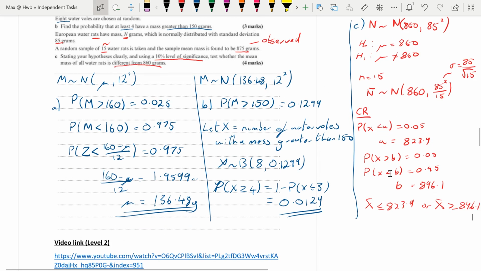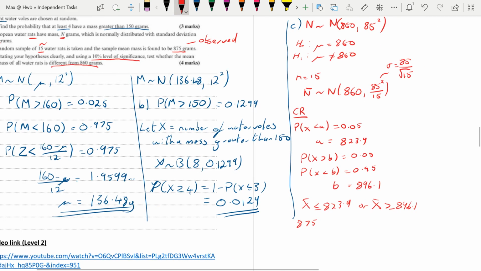Basically, I'm going to check whether what I observed is inside. So 875 is not in the critical region, so I'm going to state that. 875 is not in the critical region. Therefore, insufficient evidence to reject H0.